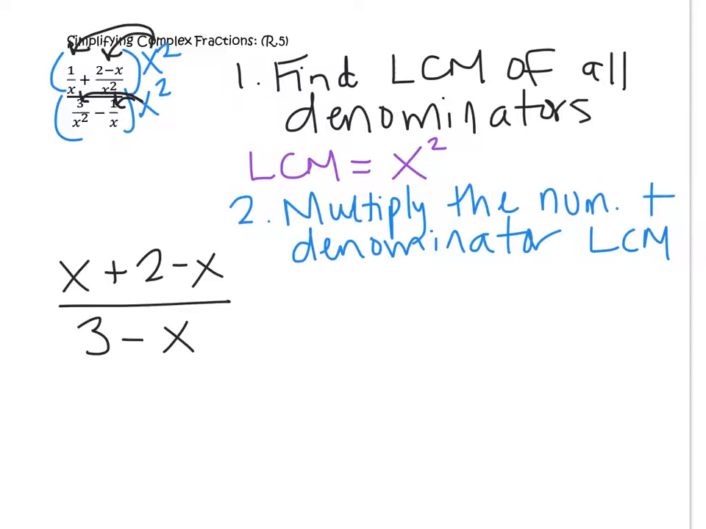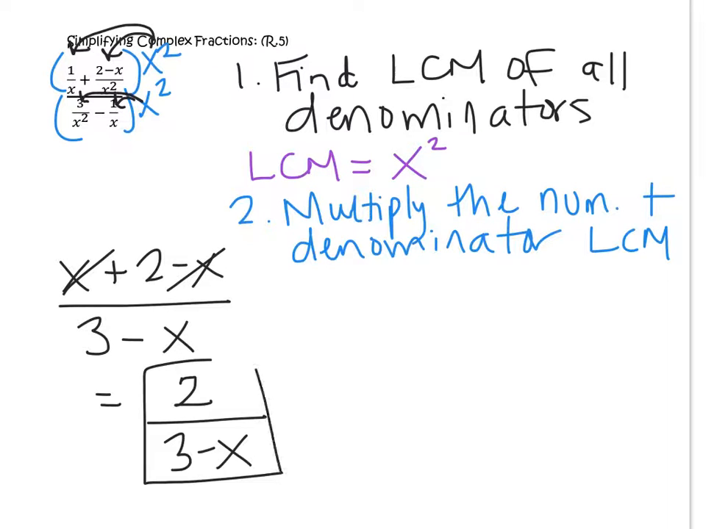Now I no longer have a complex fraction, so I can actually just simplify that. The x's actually drop out. It doesn't always work out like that, but that's what the numerator simplified to. So I have a 2 on top, and I have a 3 minus x on the bottom. I didn't necessarily have to have something that simple, but when I multiply through with my LCM, I shouldn't have a complex fraction anymore. I should just have one fraction.